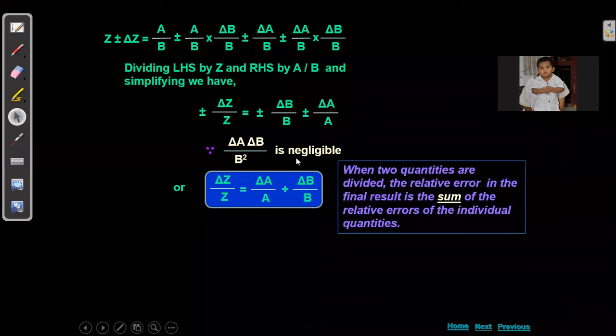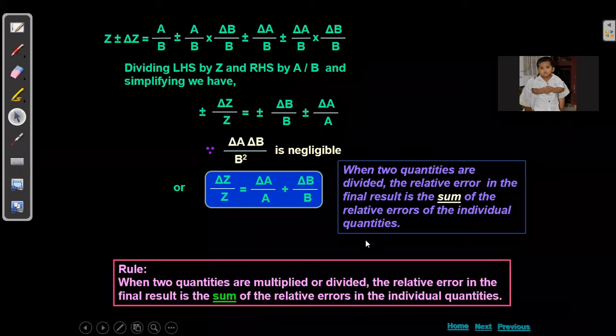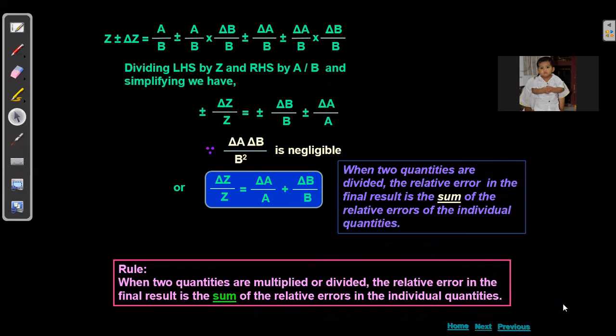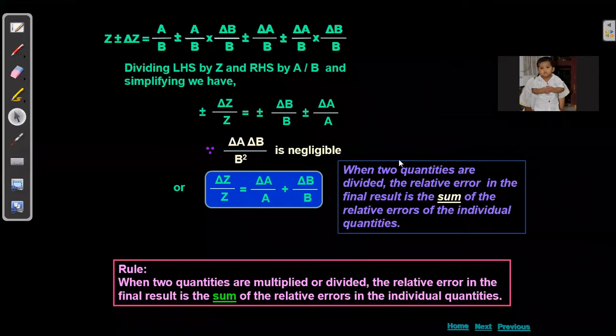Okay, now what we can conclude: when two quantities are divided, the relative error in the final result is the sum of the relative errors of the individual quantities. Okay, again it is ending up with the same as the previous multiplication. So again you can make one more rule here. When two quantities are multiplied or divided, the final result is the sum of the relative errors in the individual quantities, right? Multiplication and division are also completed.